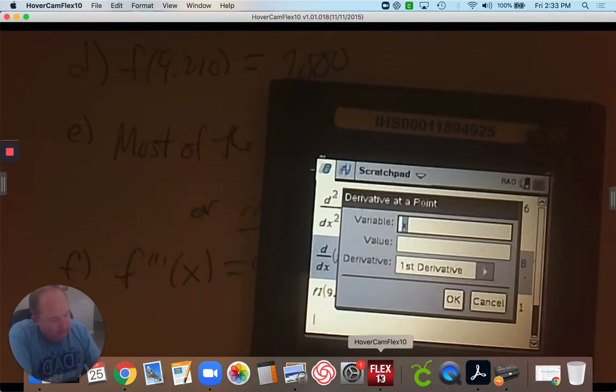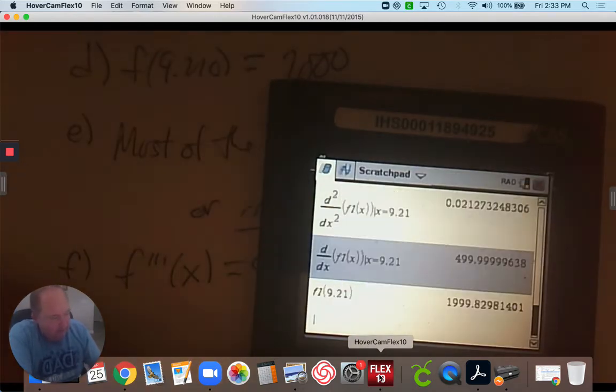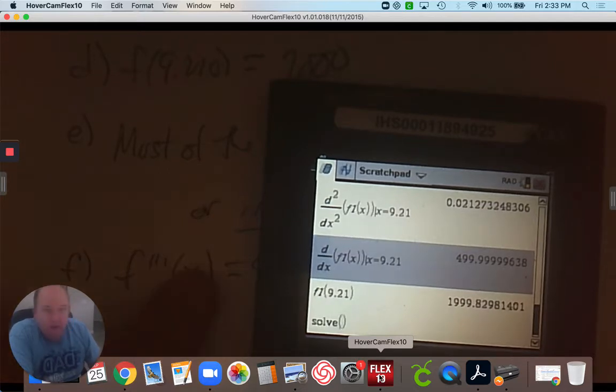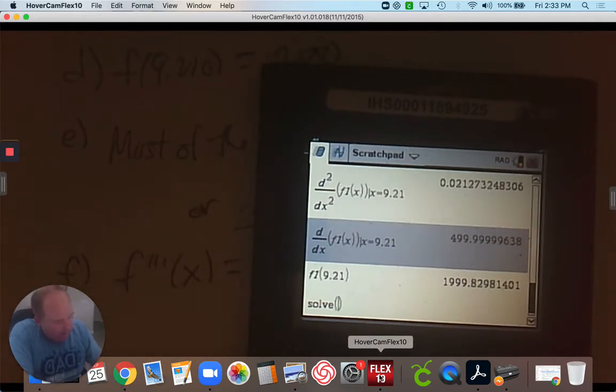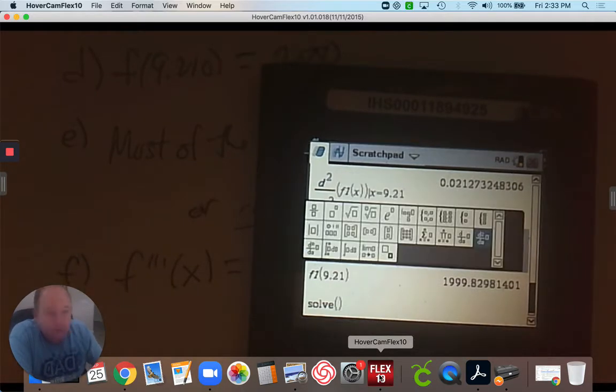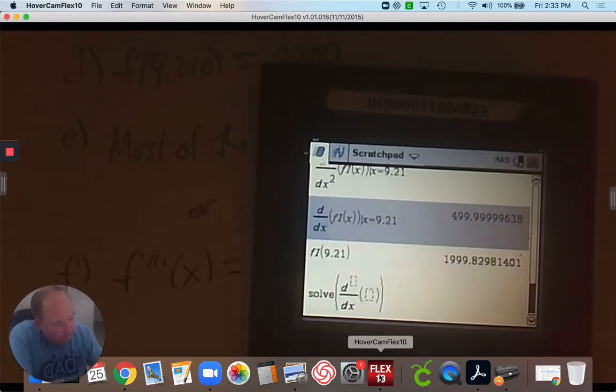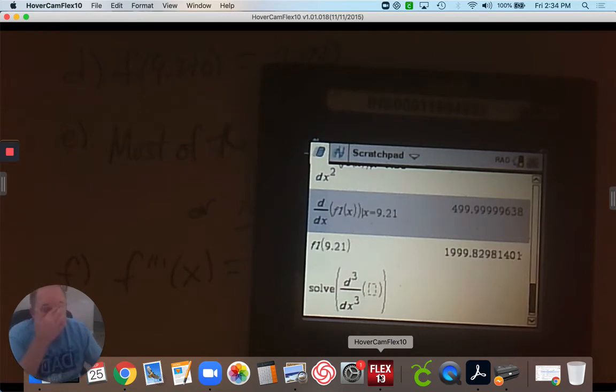So a derivative at a point. Oh, let me go back. Silliness. So solve. And what am I solving is the third derivative. So I'm going to go the third derivative. Now, this one allows me to put in any number. So I could put in, it's x, but this one up here is 3. So that's the third derivative. And then type in f1 at x. That's the third derivative equal to 0, comma x.